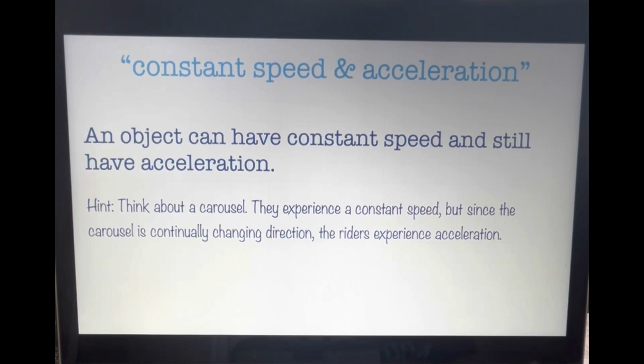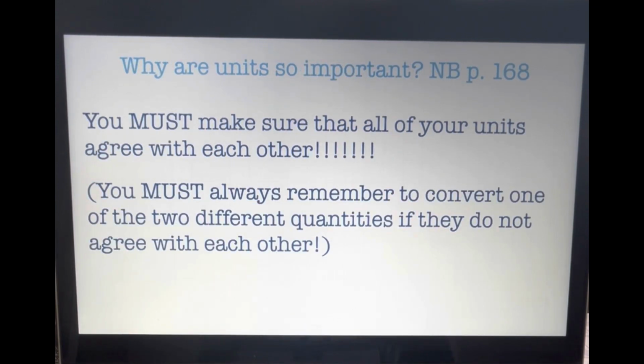Riders on the carousel experience a constant speed, but since the carousel is continually changing directions, the riders also experience acceleration. Because remember that acceleration and velocity are both vector quantities. Thus, if an object moving at a constant speed changes its direction of travel, such as that carousel or merry-go-round going in a circle, there is still acceleration.